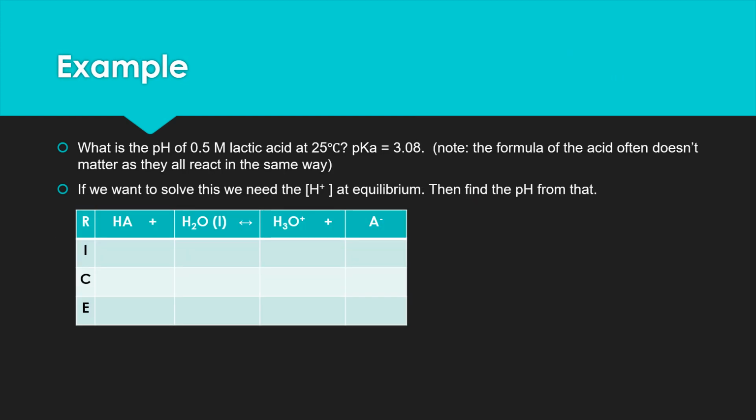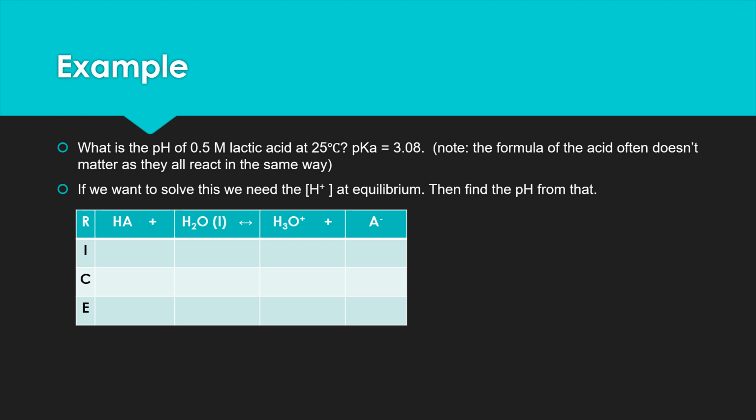So let's look at an example of this process. The question says, what is the pH of a 0.5 molar lactic acid at 25 degrees Celsius? And it gives us our pKa of 3.08. It gives us a little note here: the formula of the acid often doesn't matter, as they all react in the same way. So we can simplify it.